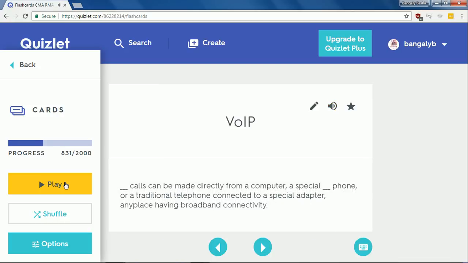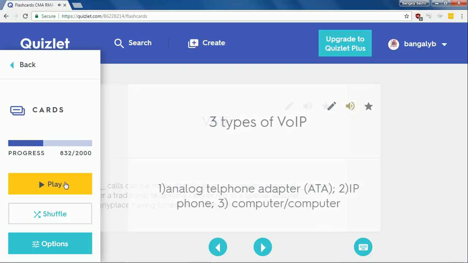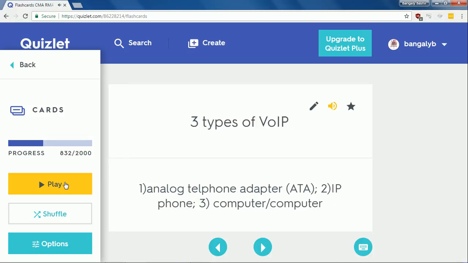VoIP. VoIP calls can be made directly from a computer, a special VoIP phone, or a traditional telephone connected to a special adapter, any place having broadband connectivity. Three types of VoIP. 1. Analog telephone adapter. 2. IP phone. 3. Computer.